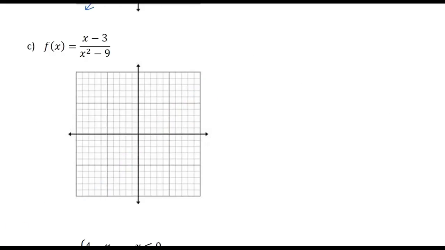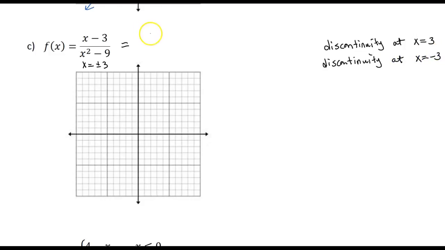Taking a look at this example, I have f of x equals x minus 3 divided by x squared minus 9. So in this case, I know I've got problems at x equals plus or minus 3. So I know I've got a discontinuity at x equals 3, and I've got a discontinuity at x equals negative 3. So I just have to figure out which kind each of those are. If I factor out the bottom, I would have x minus 3 times x plus 3. So I can factor out that and cancel it. So I have 1 divided by x plus 3.